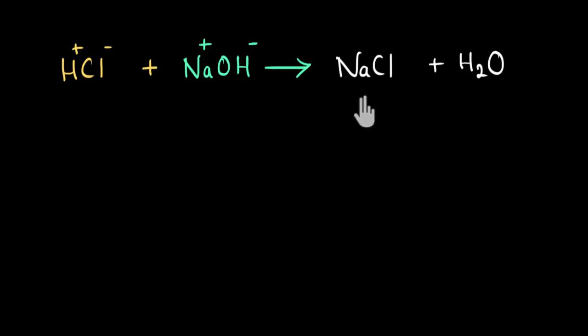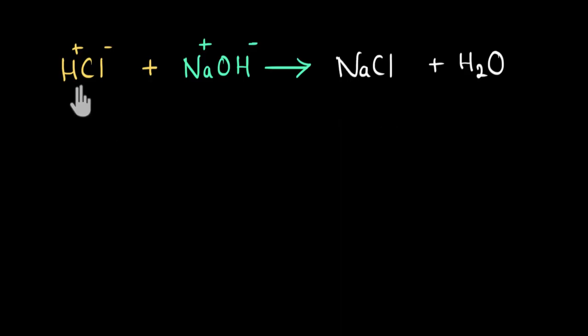We define acids as compounds that increase the amount of H+ in an aqueous solution. So when we mix HCl in water, it gives out more H+, and therefore it increases the amount of H+. Similarly, we define bases as compounds that increase the amount of OH- when mixed in aqueous solution. So when we mix NaOH in water, it gives out more OH-, and therefore it increases the amount of OH-. Whereas when you mix NaCl in water, it will neither increase the amount of H+ nor the amount of OH-. And that's why NaCl is going to be neutral.